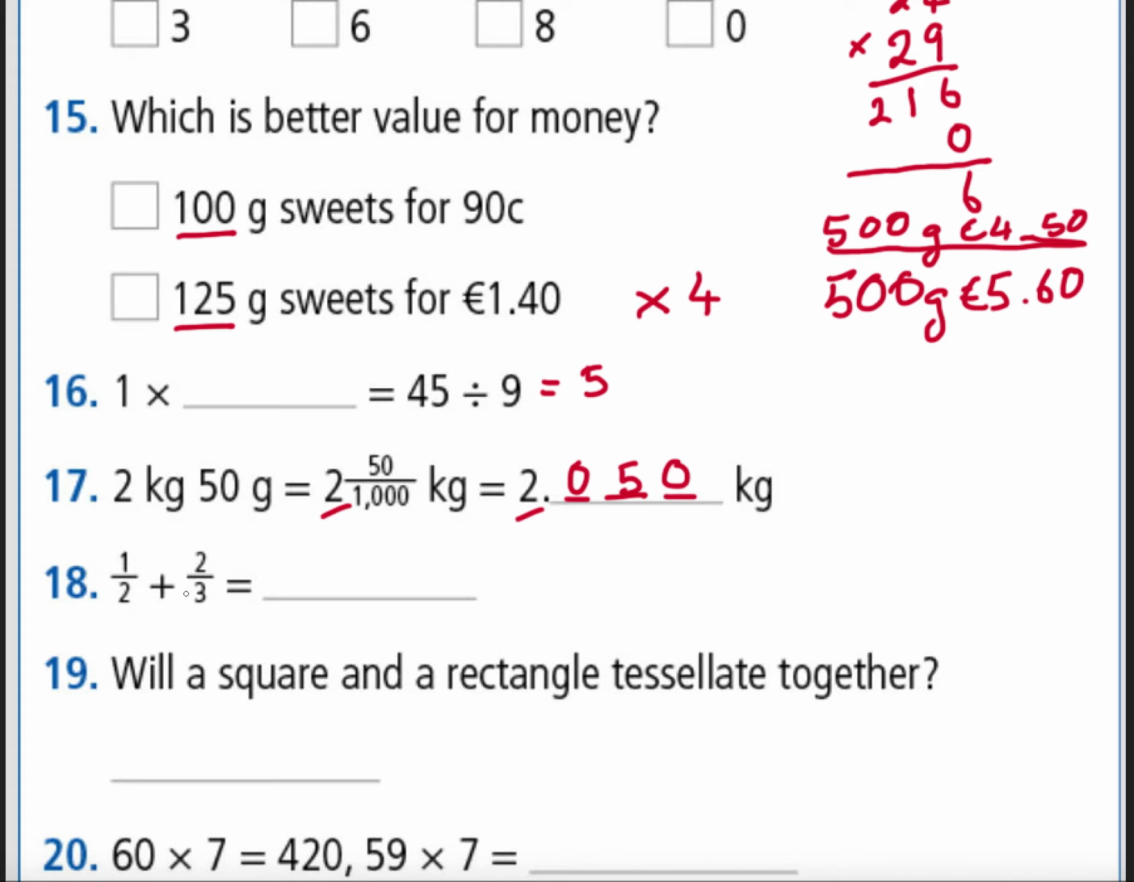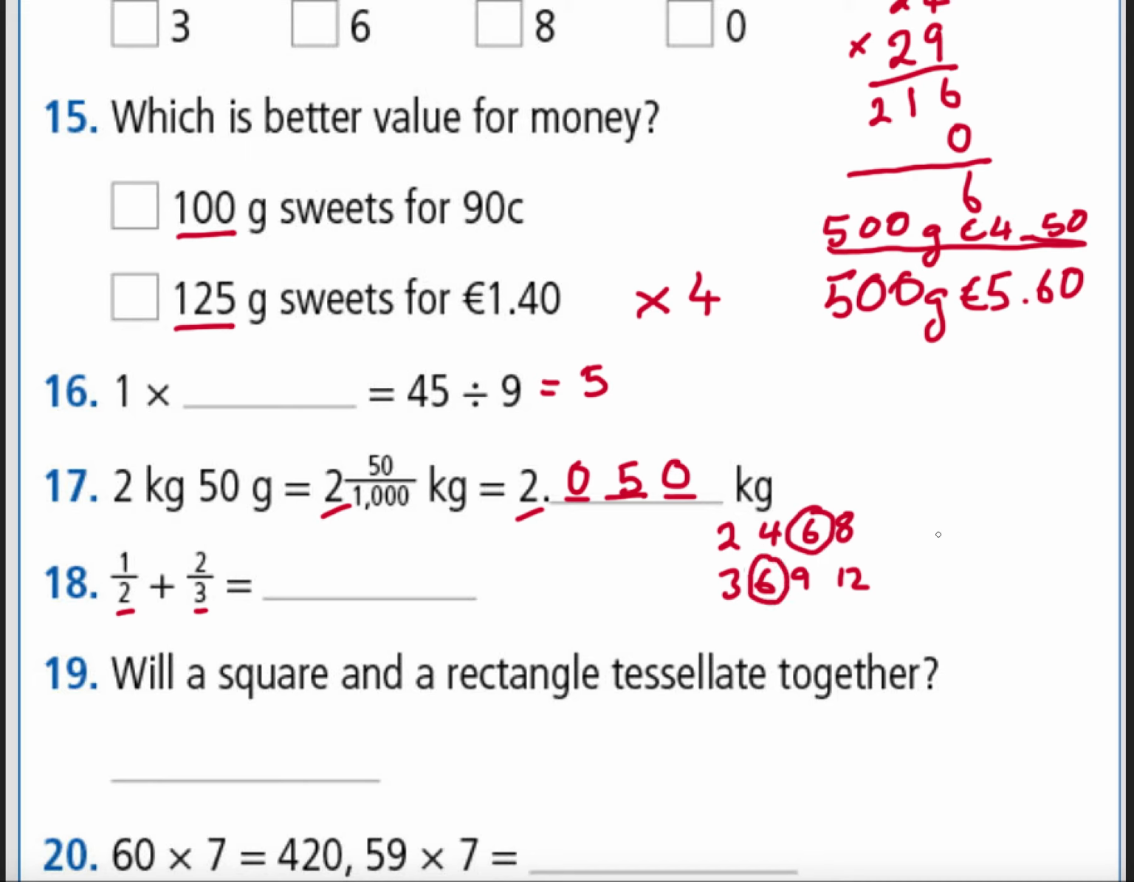Number 18, we have to add these up. Now we can't add them up unless the 2 numbers on the bottom are the same. So what I need to do is find out what is the lowest common denominator of 2 and 3. So I'm going to take 2 and get its multiples. They're 2, 4, 6, 8. The multiples of 3 are 3, 6, 9, and 12. And the lowest one that's the same is 6.